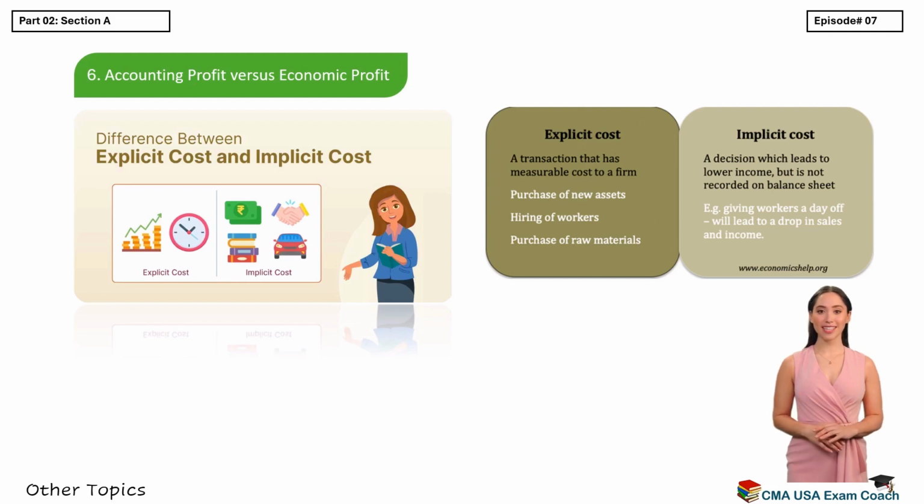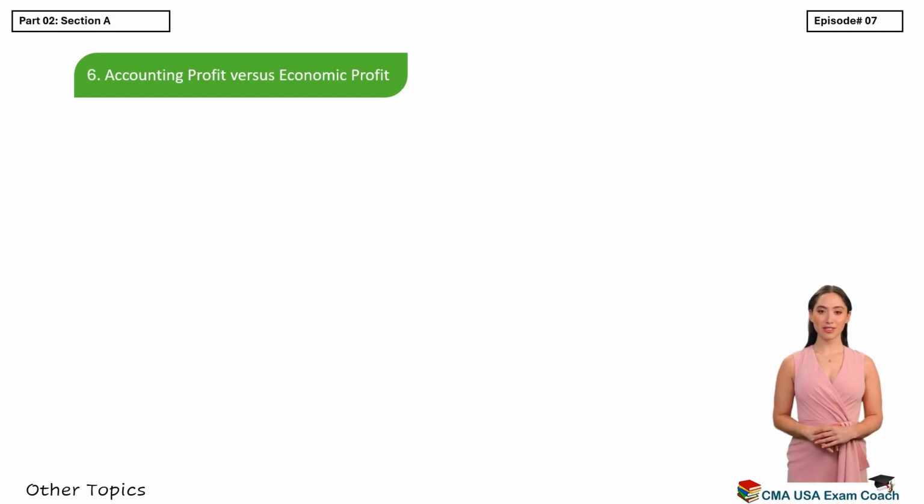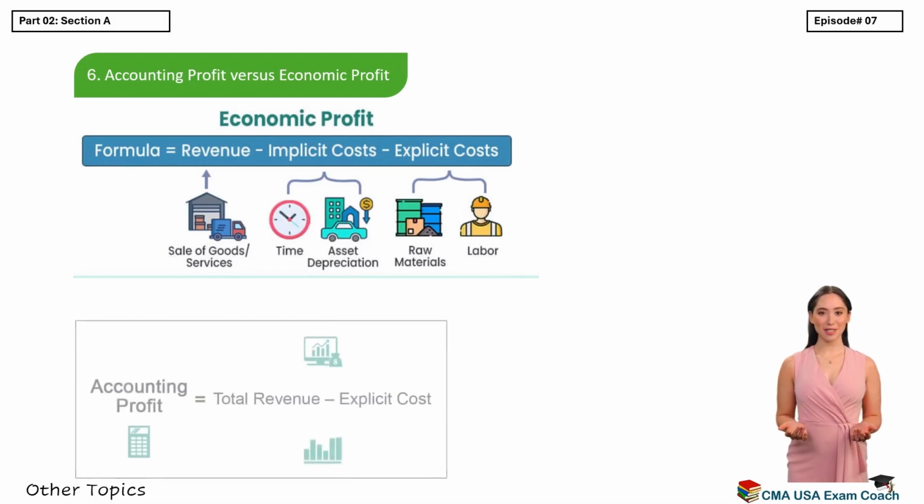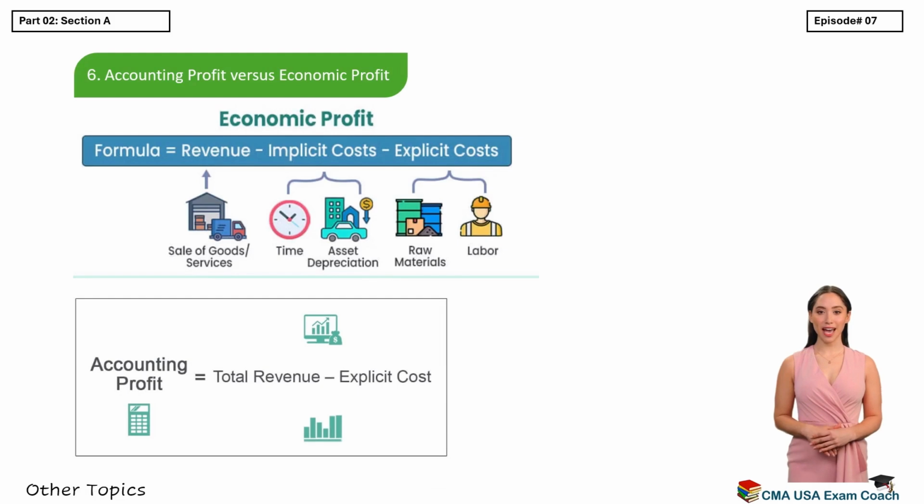Now, let's move to accounting profit and economic profit. Accounting profit is calculated by subtracting total explicit costs from total revenues. It only considers the actual expenses paid and is the profit figure reported in the financial statements. Economic profit is calculated by subtracting both explicit costs and implicit costs from total revenues. It gives a more complete picture of profitability by considering opportunity costs.